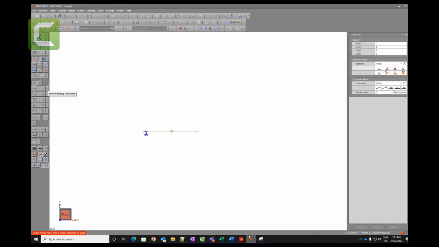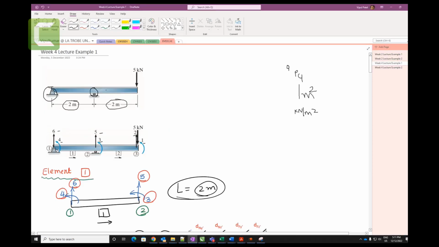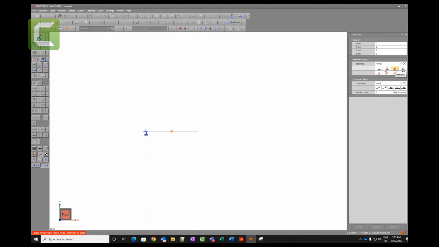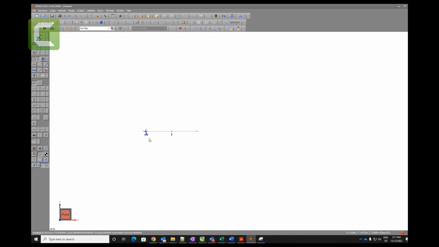Double click on here, and then if you go back to the figures, you have a roller support. So you have these roller supports. Again, the first three letters are displacement about X, displacement about Y, displacement about Z, and then you have rotation about X, rotation about Y, and rotation about Z, and hit OK. So that's your pin support and roller support.